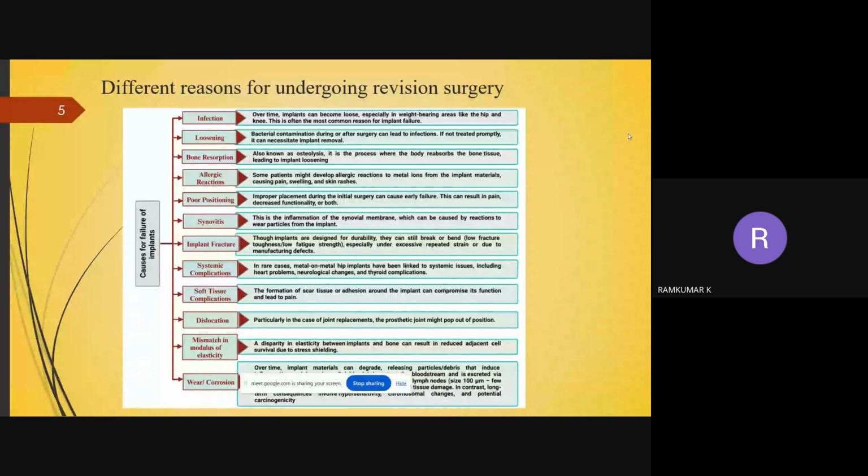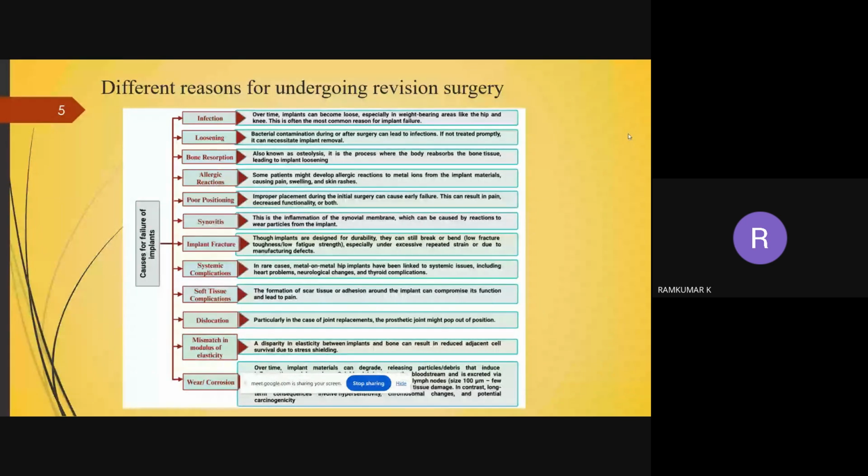The next one is synovitis. This is inflammation that happens when wear particles are produced as wear takes place in the implant. The next one is implant fracture. If we give more strain to the implant, it will fracture.